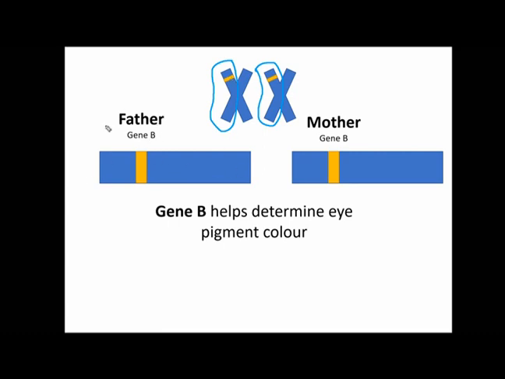If you get gene B on chromosome 1 from your father and gene B on chromosome 1 from your mother, you end up with 2 copies of gene B. And for the sake of argument, for our example here, let's say that gene B is going to help determine our eye pigment color. So gene B has a set of instructions that will help our body make a protein, and that protein is the pigment that determines eye color. So that's how this gene is working on this particular chromosome.